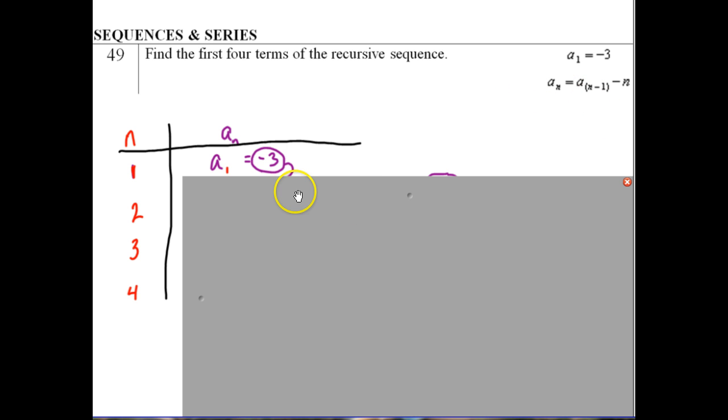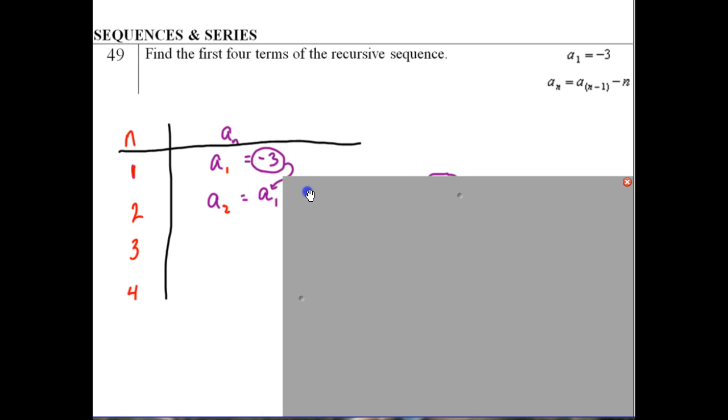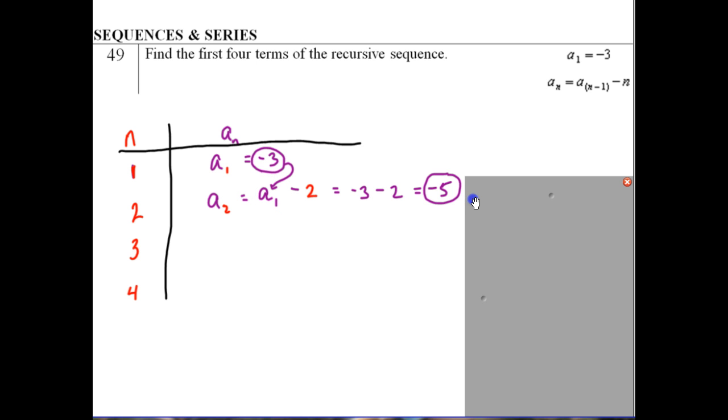So the next term, it says, you want a sub 2? Okay. Well, you have to take a sub 2 minus 1, which of course is a sub 1. And then it says take away n. Well, over here n is 2. So we got a sub 1 minus 2. Well, I know the value of a sub 1. It's -3, so it's just -3 minus 2. Of course, that's -5.